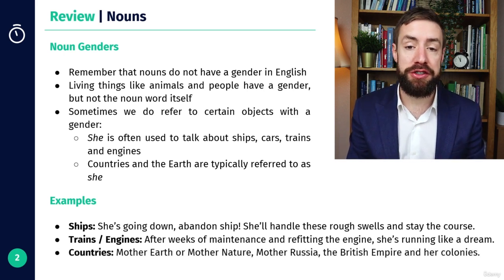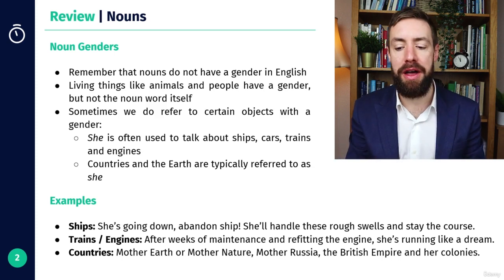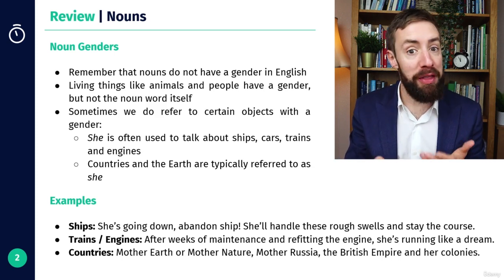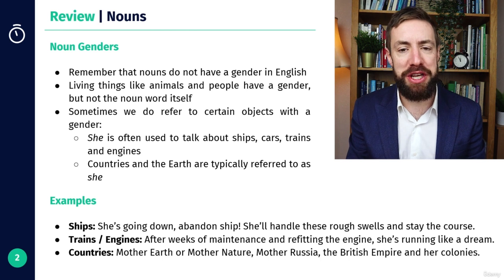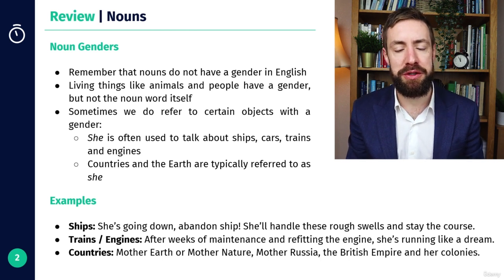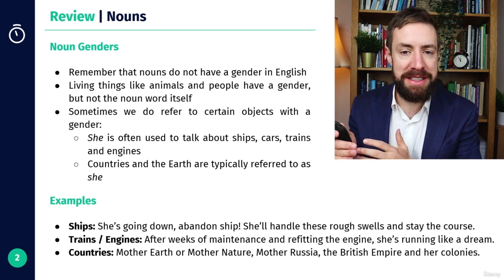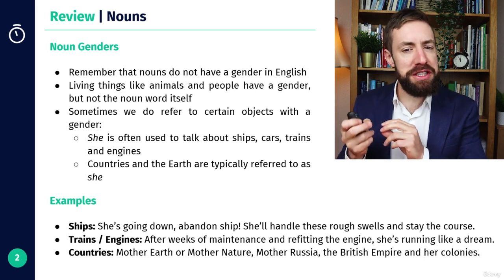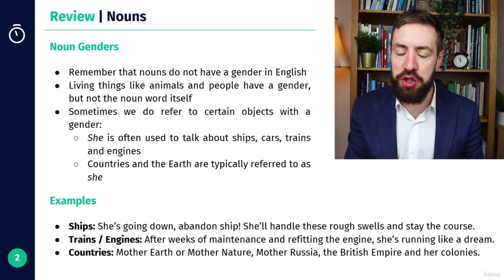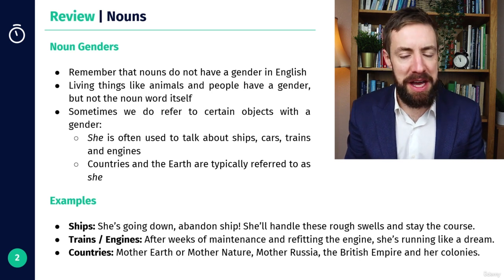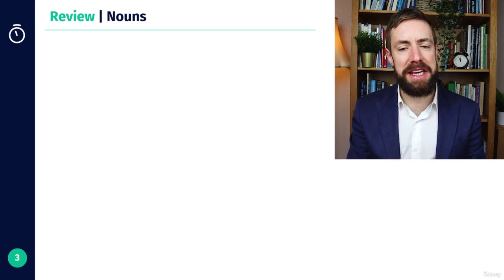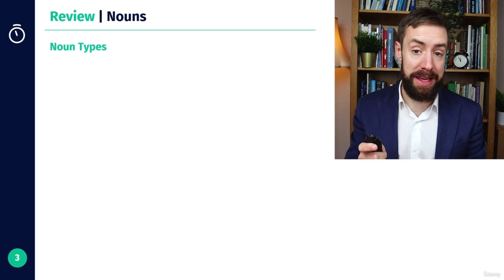And then finally, countries. We talk about Mother Earth, Mother Nature, Mother Russia. The British Empire is sometimes referred to as she. We say the British Empire and her colonies. So there are a few situations when they do have a gender, but most of the time they don't. Next, let's take a look at noun types.